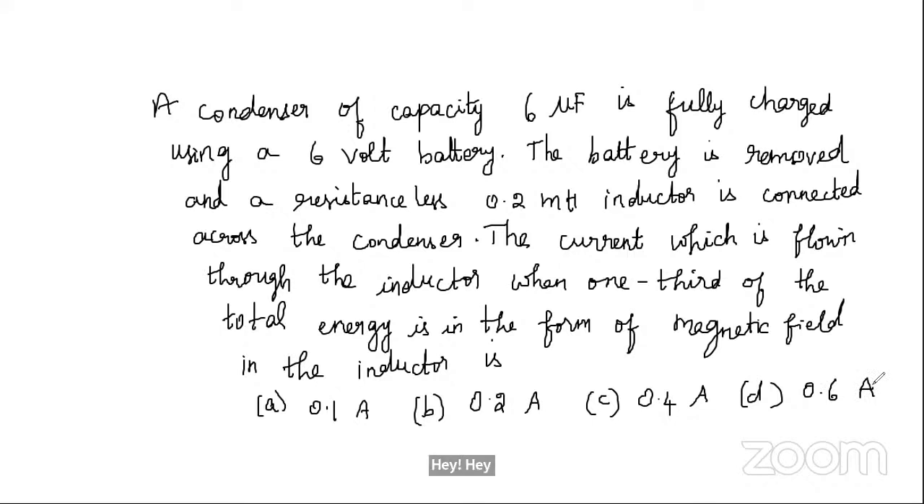So you see, a condenser of capacity 6 microfarad is fully charged using a 6 volt battery. The battery is removed and the 0.2 millihenry inductor is connected across the condenser. The current which is flowing through the inductor when 1/3 of the total energy is in the form of magnetic field is. Okay. So we have to find out the current.